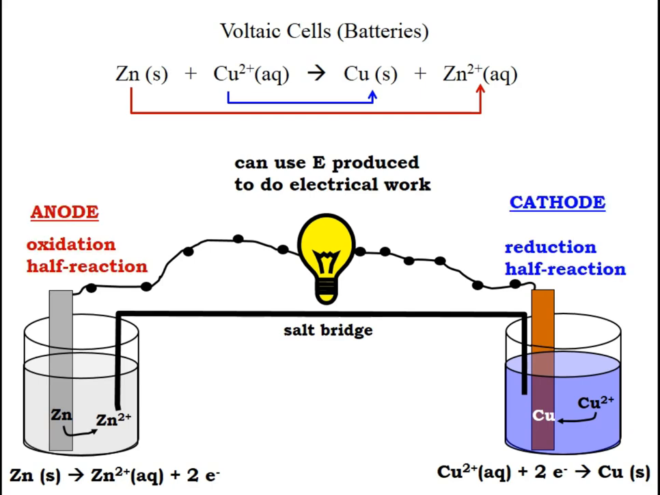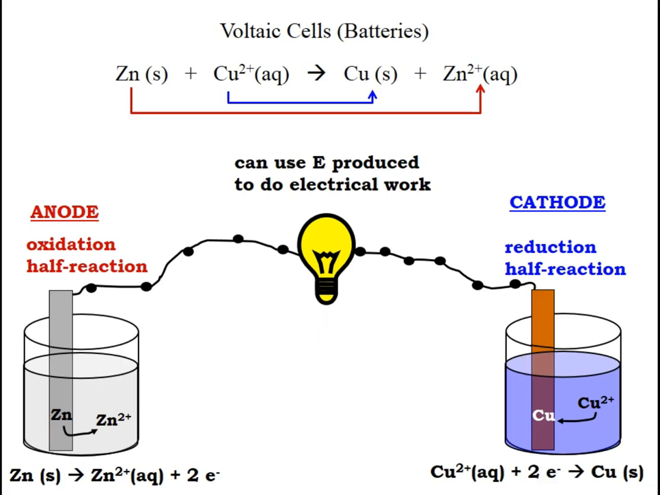The anode is just by definition the electrode compartment, the half cell where the oxidation half reaction occurs, in this case zinc forming zinc 2 ion. And then the cathode is by definition where the reduction half reaction occurs, which in this case is copper 2 being reduced to copper solid. I remember that the anode is where oxidation occurs because anode and oxidation both begin with vowels. Cathode and reduction both begin with consonants, and that's just the way I remember it.